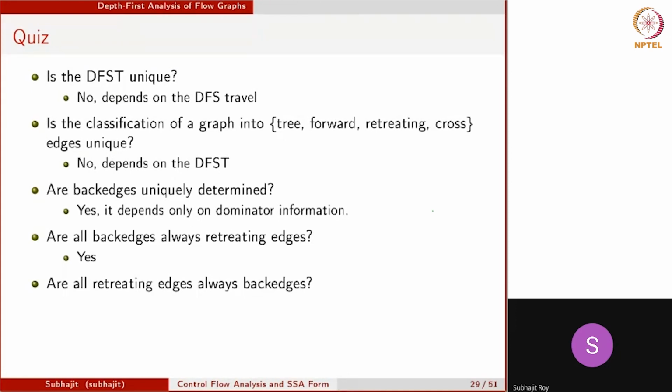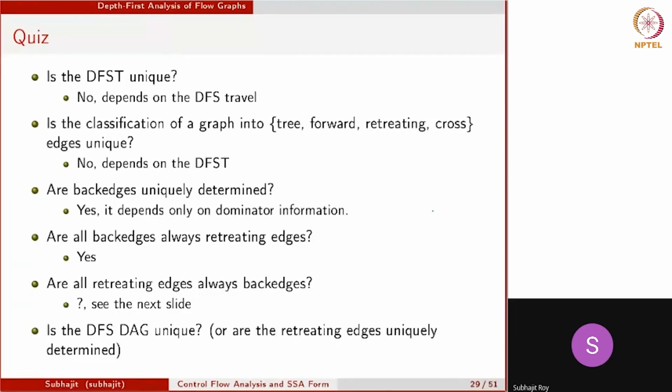Are all retreating edges back edges? No. Can you give me an example? Okay, we'll see. The next question is, is the DFS DAG unique?